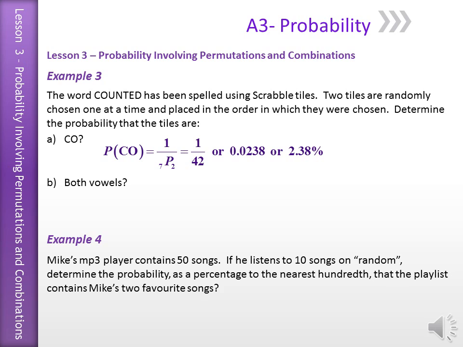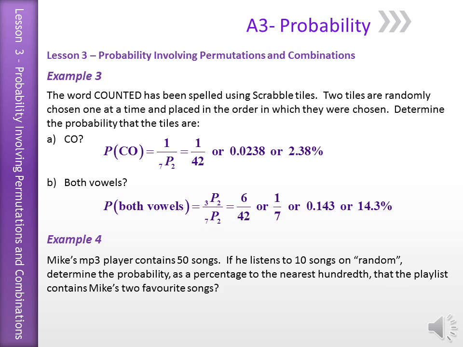So for part B, we now want the probability of both vowels. So we're now going to look for all the 2-letter permutations of just the vowels. There's 3 vowels in counted, so it would be 3 permute 2 over our sample space of 7 permute 2. This would give us 6 over 42. We may or may not reduce it, doesn't matter, but it will reduce to 1 over 7, or in decimal, 0.143, or 14.3%.